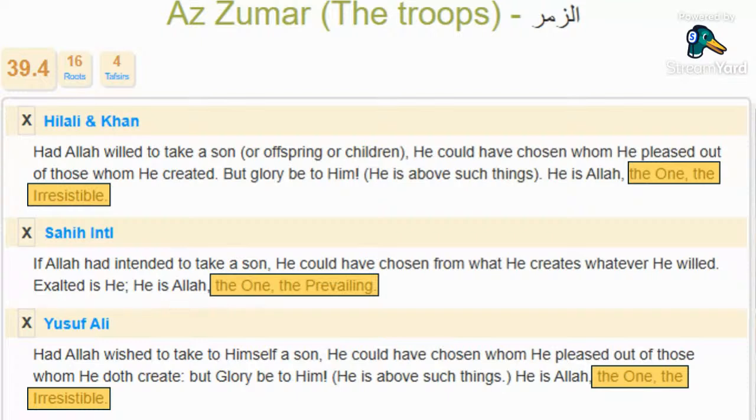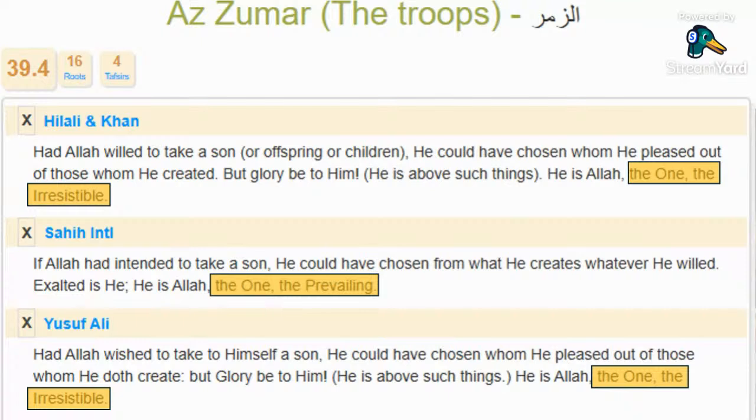It sounds rather clunky. We say he is Allah, the one, the irresistible, or the one, the prevailing, when it would make more sense to say the prevailing one or the irresistible one. In this case, it just feels weird, particularly when the translators, it is very clear they are not trying to really be very true to the Arabic. They're just trying to make things sound all right.